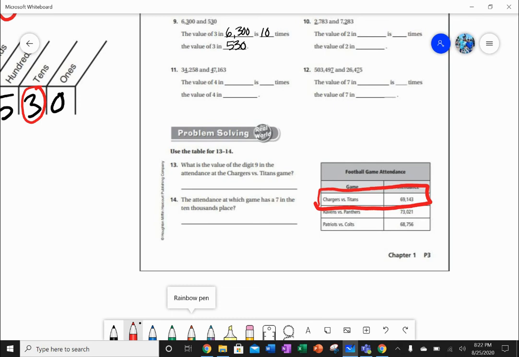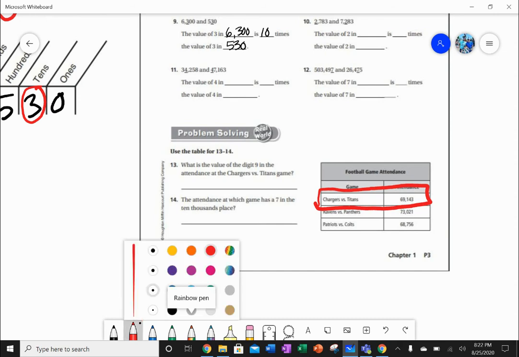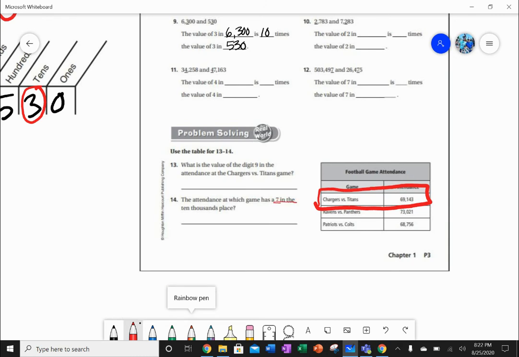Number 14 says, the attendance at which game has a 7 in the 10,000s place. So you're going to look for the number that has a 7 in the 10,000s place. Which game was that? Okay.